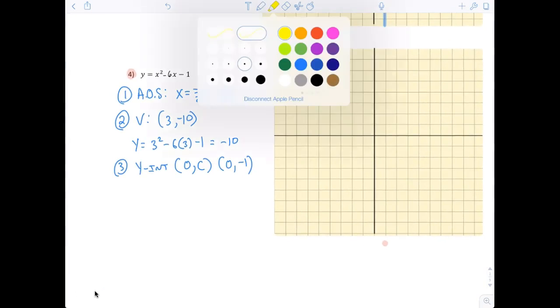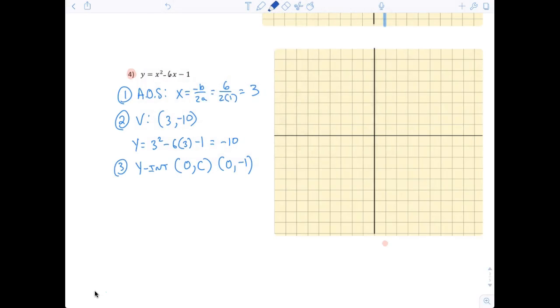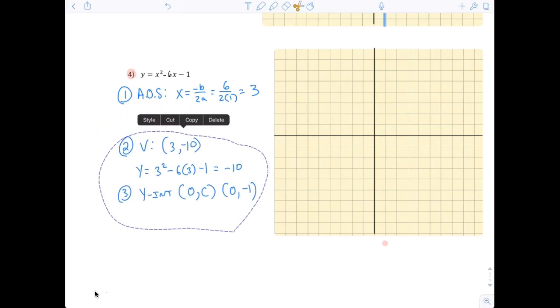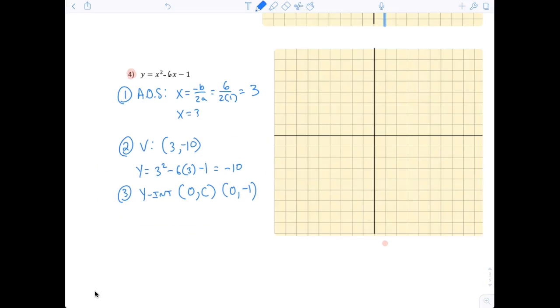So now what I want to do is graph the axis of symmetry. When we graph the axis of symmetry, it's x equals 3. By the way, I don't think I wrote that very well, so over here I'm going to come down. Instead of just writing that, I always like to write x equals 3. Remember, x equals 3 is a vertical line. So I have 1, 2, 3 here. So again, that's the axis of symmetry.